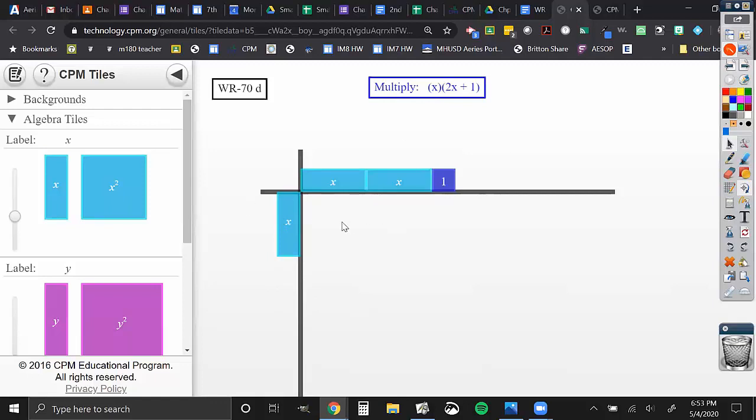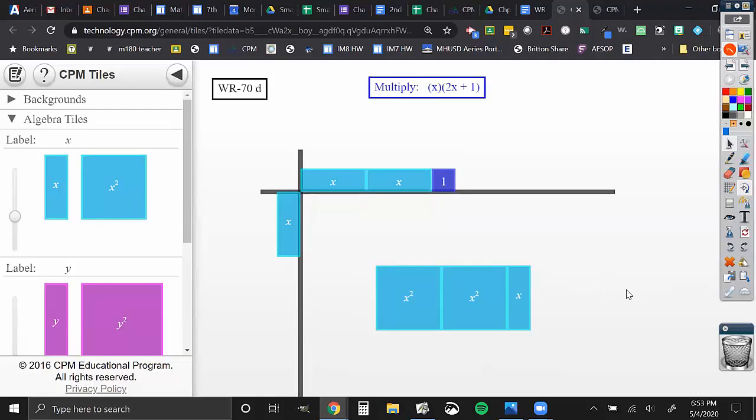So when you go to fill in this spot, you can put in an x squared tile. You can put another x squared tile. And then this is a 1 by x tile, so that would fill in here. And then you can write your answer because this is the entire product: x times 2x plus 1 equals this stuff. Now, I'm not going to write it down. I want you to do it when you get there.